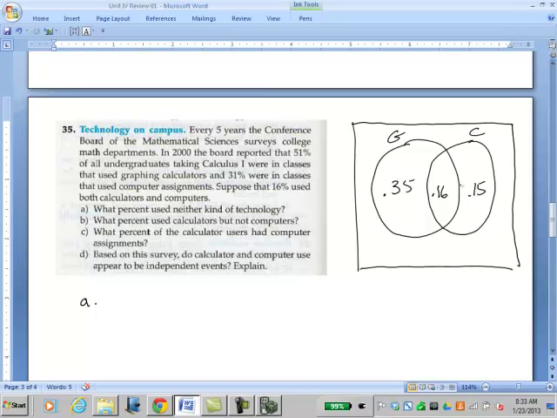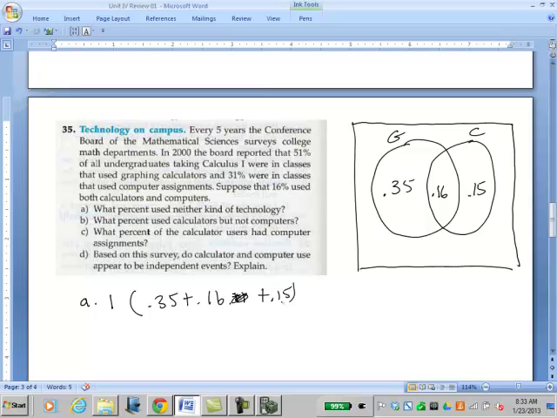So one way to do this is just simply to say, without using symbols or anything, 1 minus 0.35 plus 0.16 plus 0.15. Okay? You guys follow that? Does that make sense? Now I can write out all these symbols and everything. Probably you're not going to remember them. It's not gobbledygook. You don't have to really do it. But I want you to understand what's going on conceptually here.